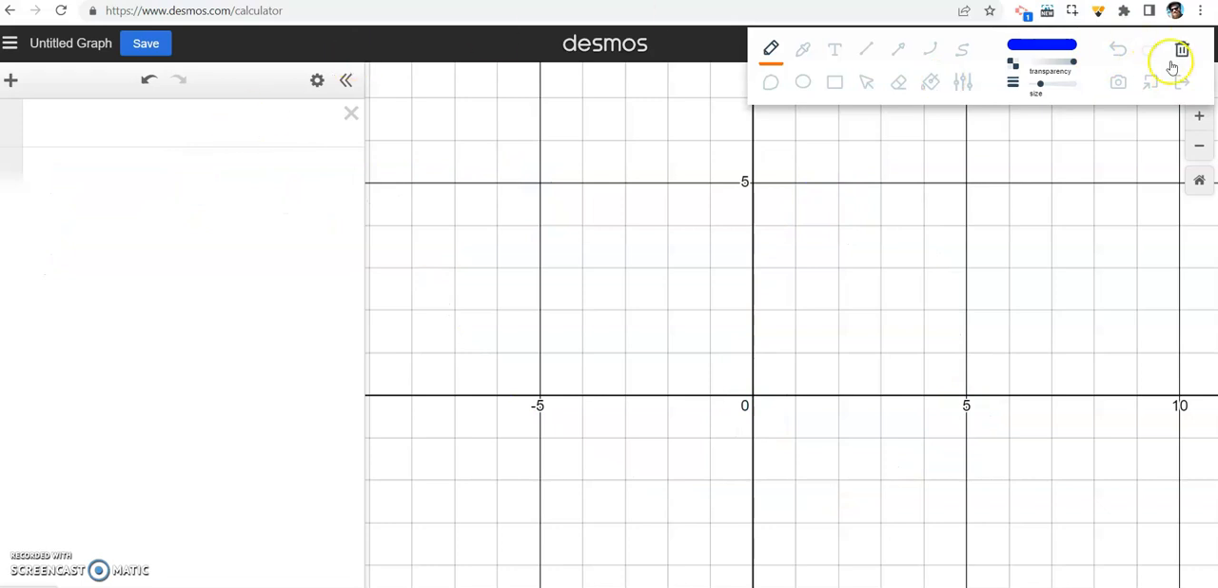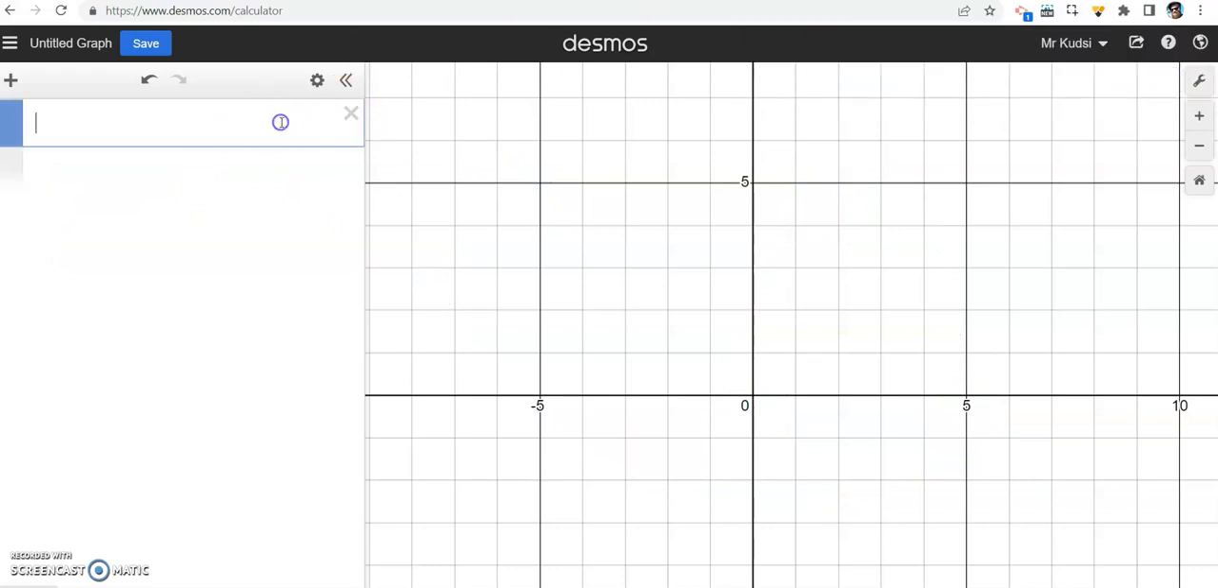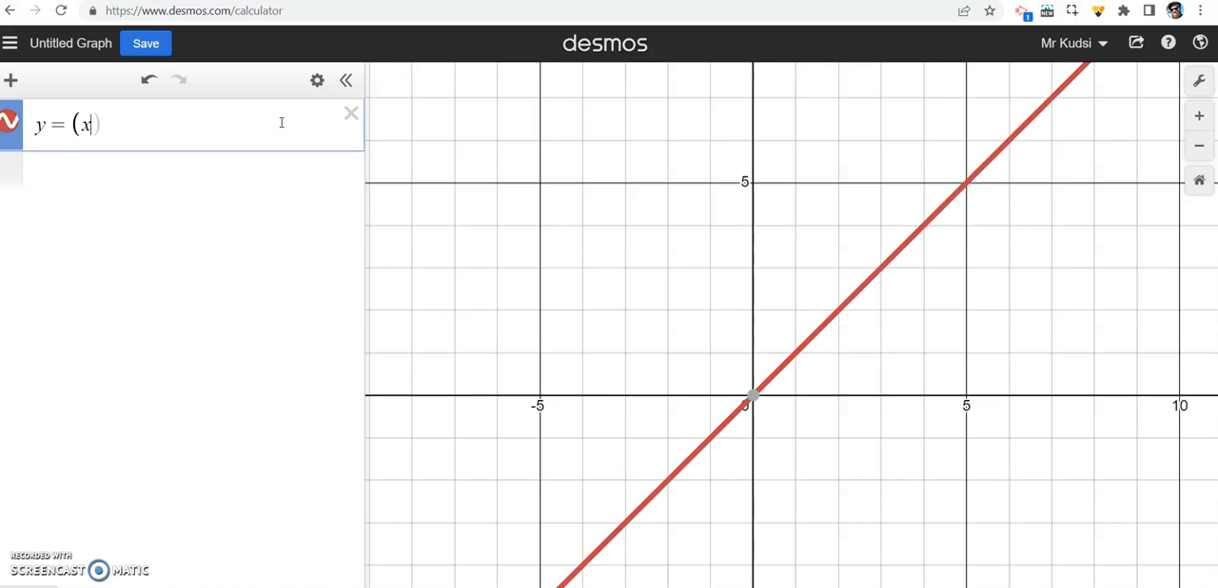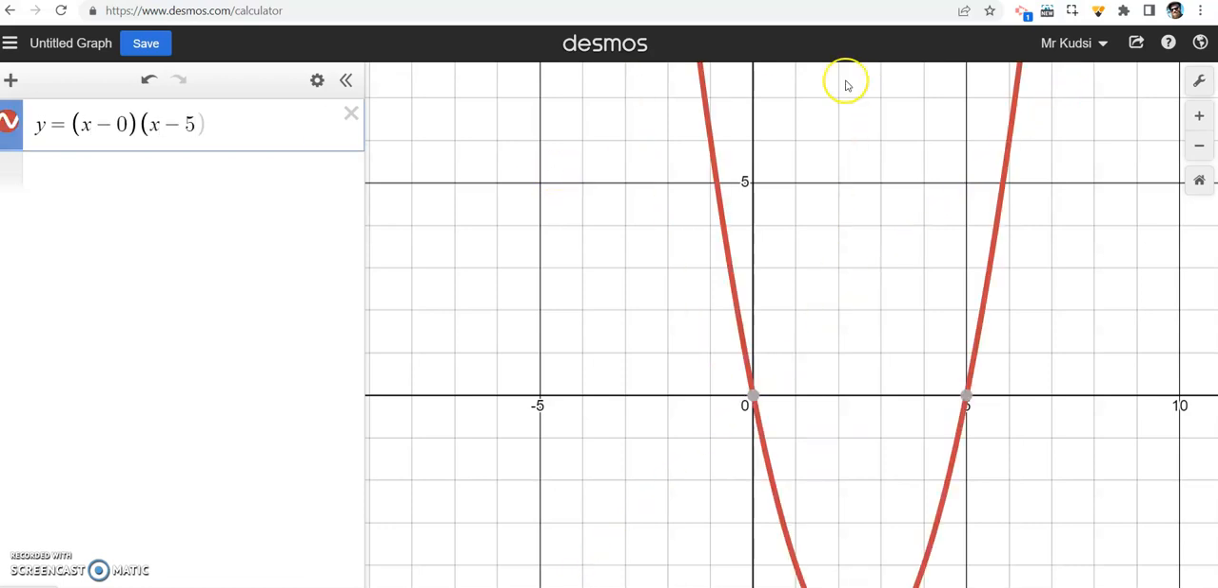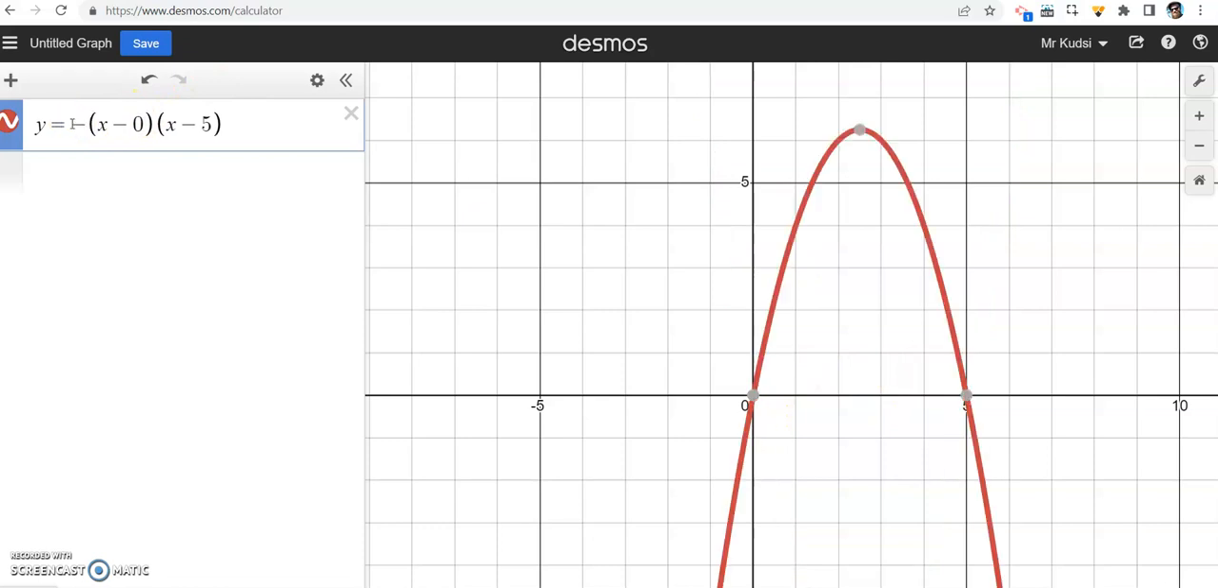So let's do that again. I'll type it in. Y equals x minus 0, x minus 5. There's your two intercepts, 0 and positive 5, because positive 5 makes that a 0, and 0 makes this a 0. Now, it's going the wrong way. We want it the other way. All we need to do is then add a negative, and now it's flipped. So that's a pretty good-looking curve.